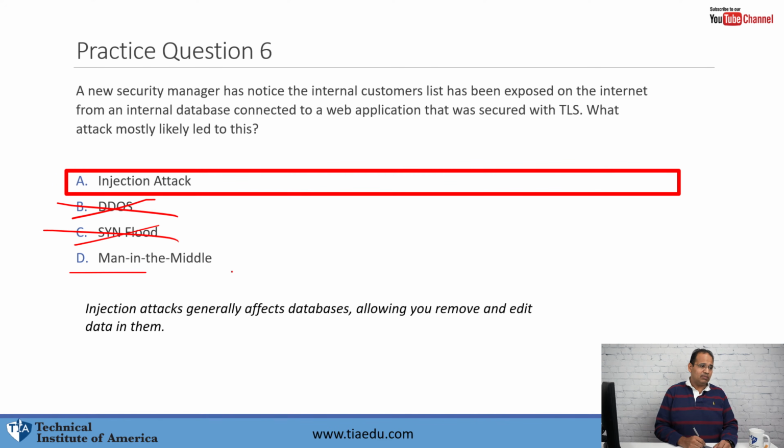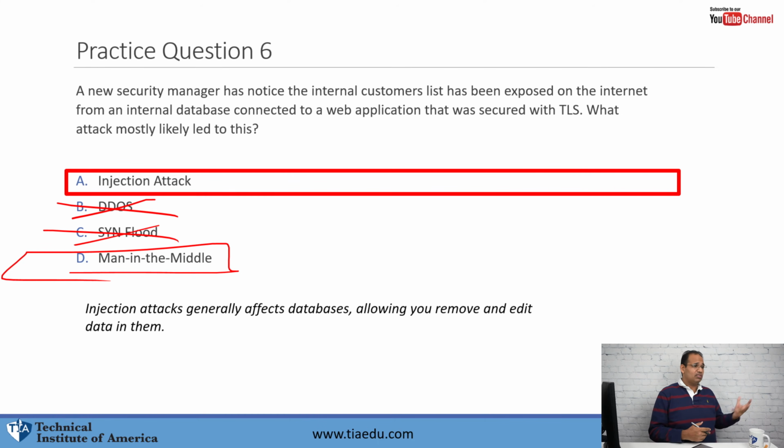A man in the middle. Now, a man in the middle is a glorified sniffer. A man in the middle attack is when you sniff the traffic. Basically, you sit in the middle between two connections. If you have my Security Plus course, you see I show you how to do one with a software called Cain and Abel. The thing with man in the middle is that if the data is encrypted, the man in the middle doesn't see anything. That's why it says secured with TLS, so that fixes that.